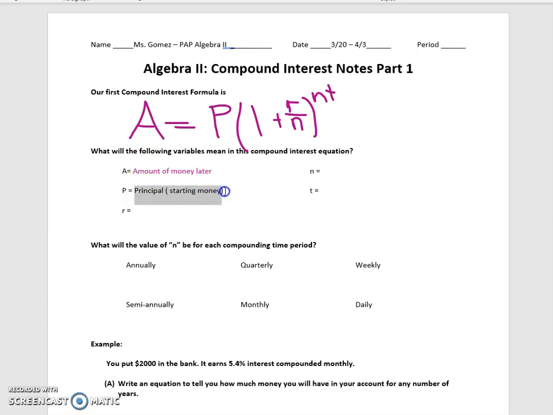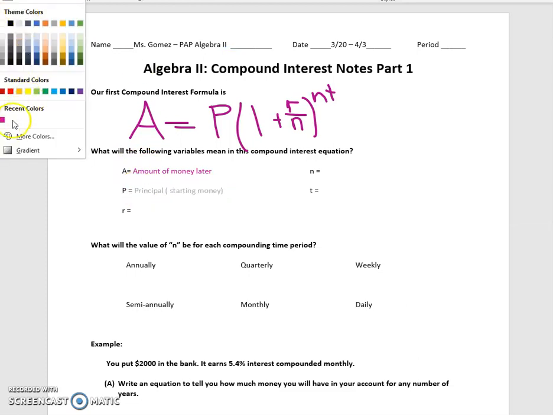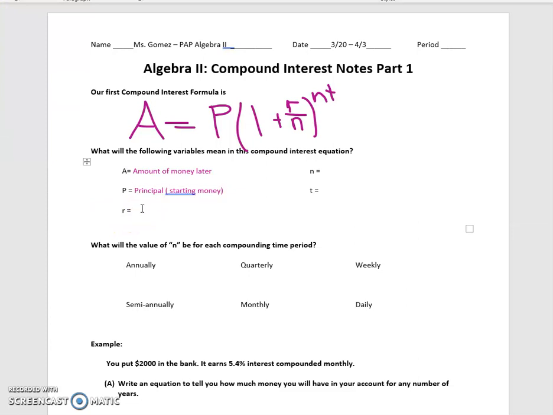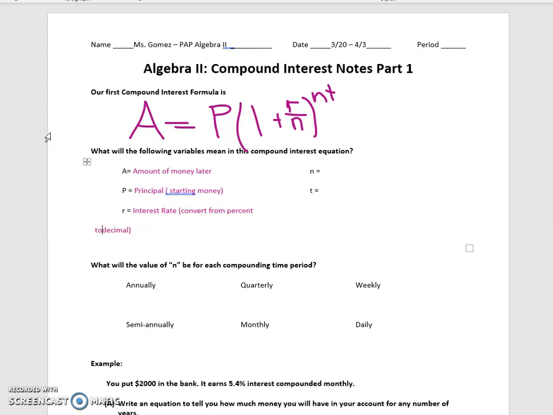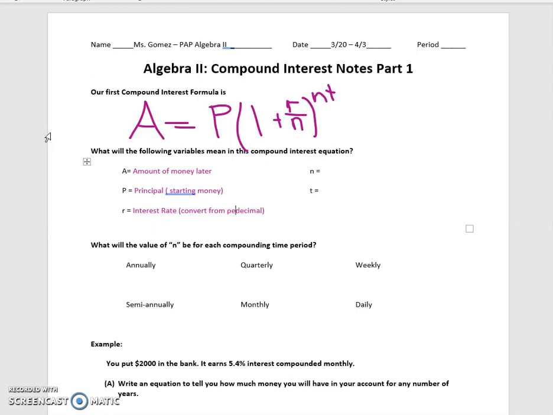Oh no, not everything's my pretty color. R is my interest rate. And that does need to be a percent. It's going to give you a percentage, but you're going to need to convert it to a decimal form. So maybe I should just write that. Convert from percent to decimal.